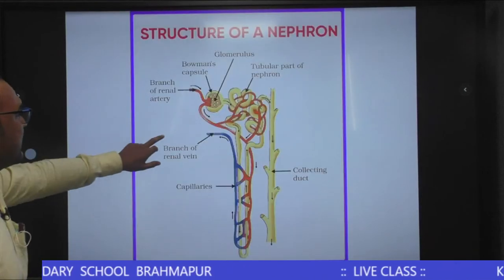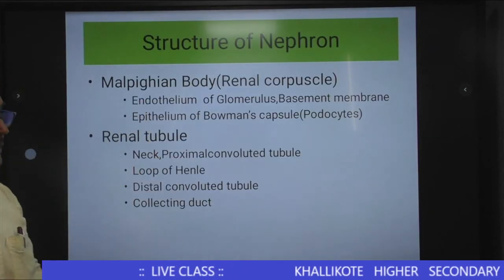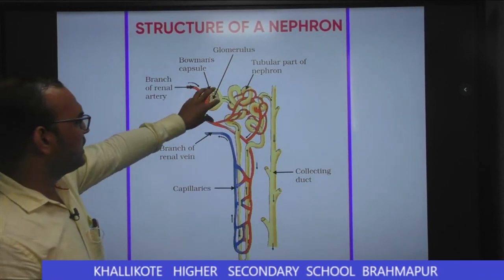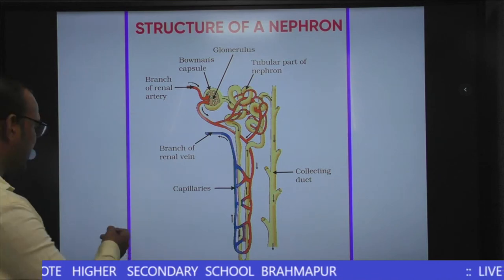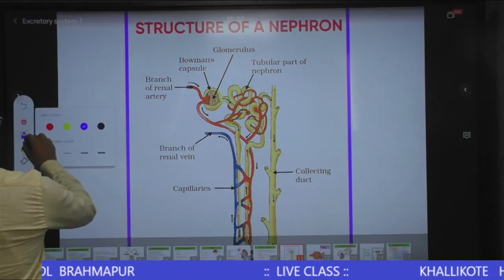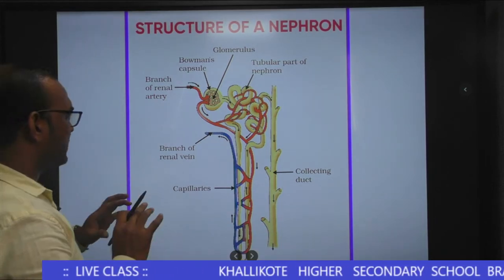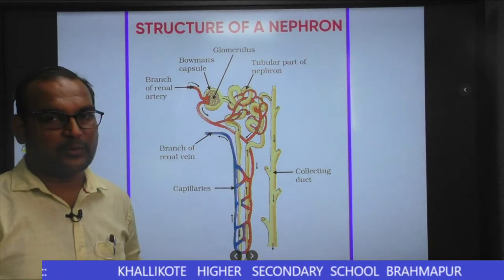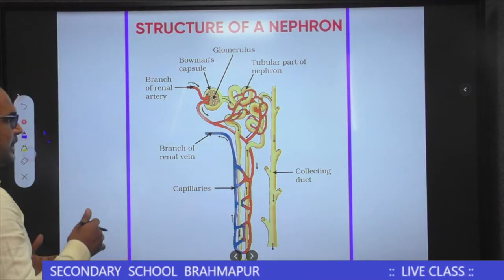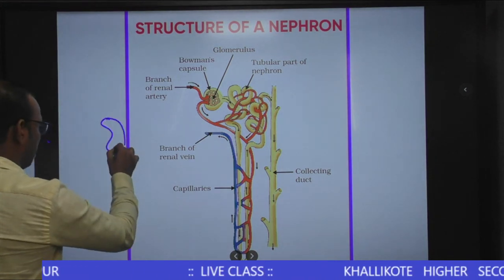Then let's see the glomerulus structure. So we are discussing the Malpighian body. Here we saw the Bowman capsule. What is the capsule? The capsule is here. There remains a bit of confusion sometimes about Malpighian body or renal corpuscle, Bowman capsule and glomerulus. So exactly what the Bowman capsule is, it's a capsule only, this one.